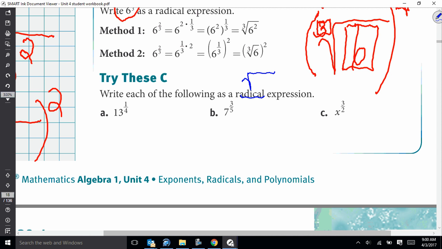All right, so what's our base? 13. Where does the base go? Inside. What's the power on the base? How many of them do we have? We have 1. And what's our index? Right. Do we feel comfortable with those?